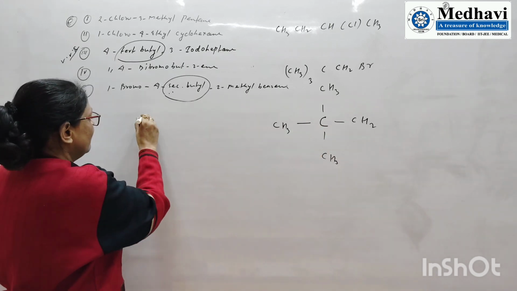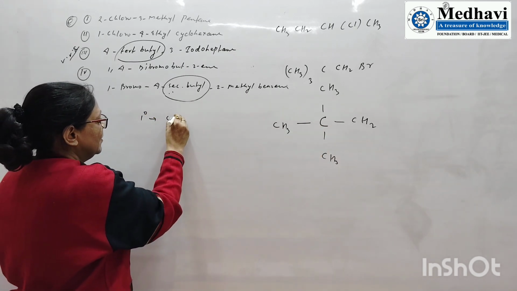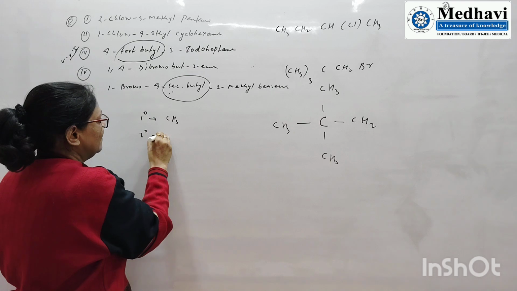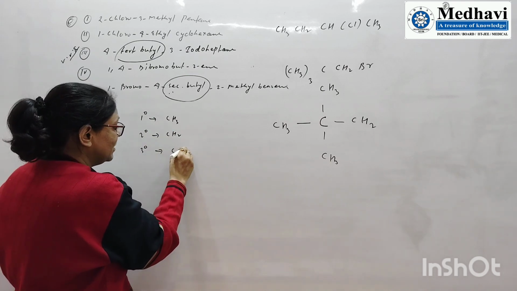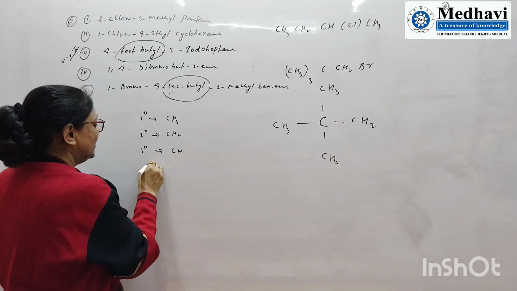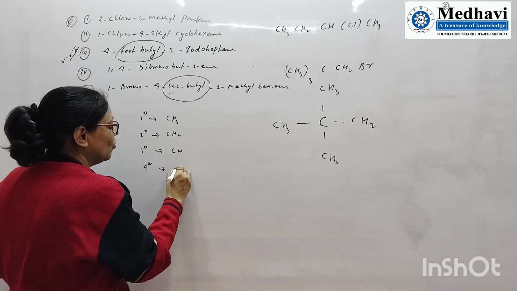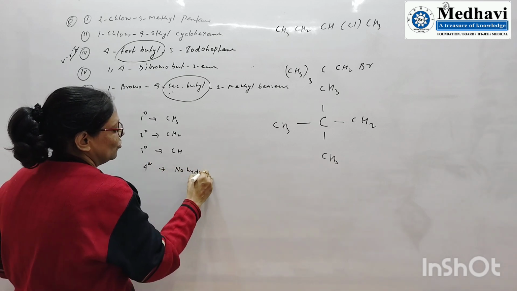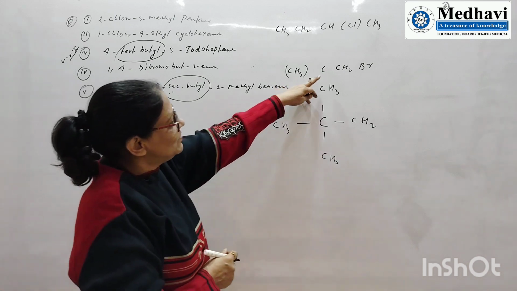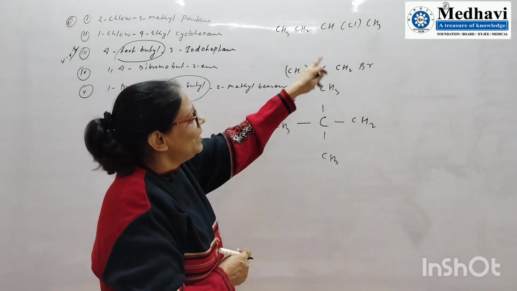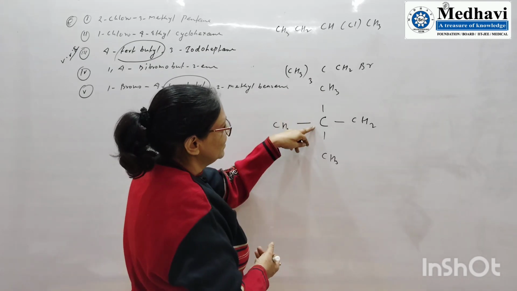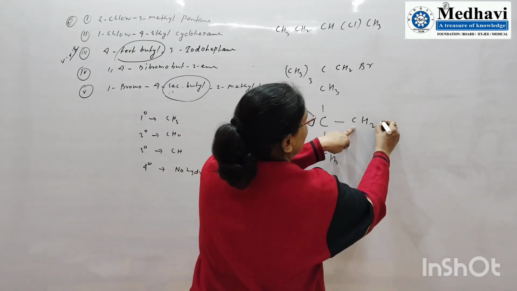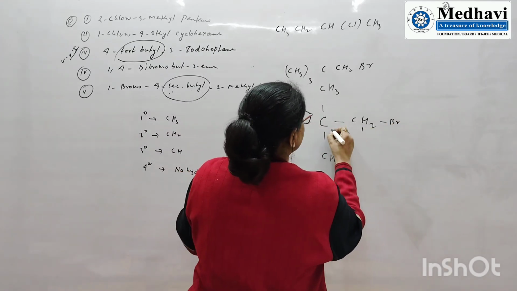One thing I want to say: in a 1 degree carbon, how many hydrogens? 3 hydrogens. In a 2 degree carbon, how many hydrogens? 2 hydrogens. In a 3 degree carbon, how many hydrogens? 1 hydrogen. And in a 4 degree carbon, how many hydrogens? No hydrogen. So once you have seen this part, this is a 4 degree carbon. No hydrogen is there. And see this, then CH2 and here. Now you write its name: 1, 2, 3.